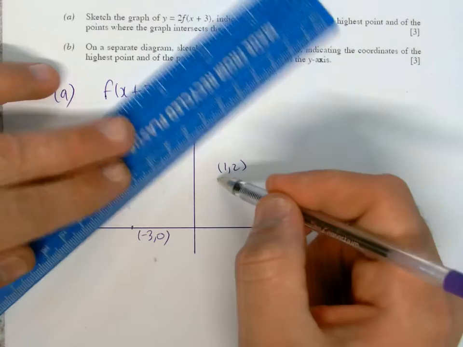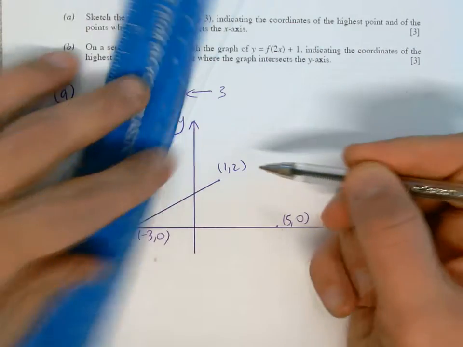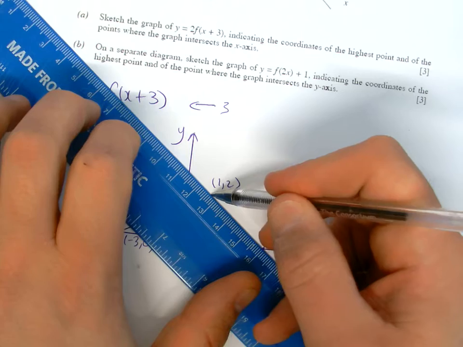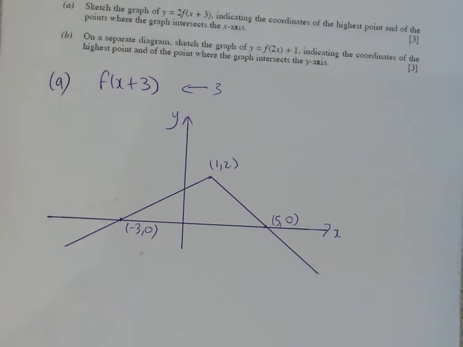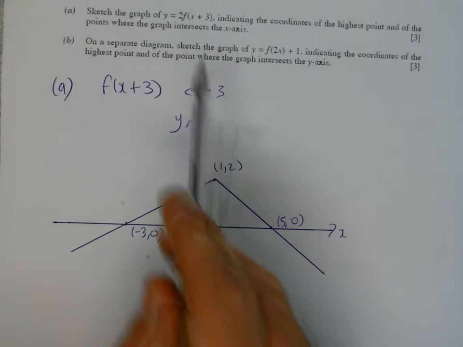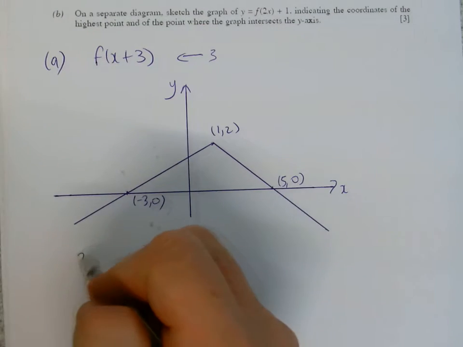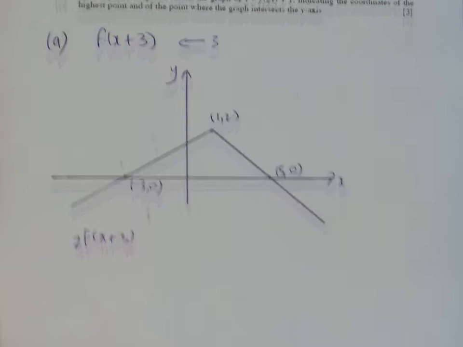So you draw your graph. This one is straight, so this is probably a modulus of something. The most important thing is that you do have the correct values in place. Now this is f of x plus 3. Of course we want 2f of x plus 3, so to work that out, we base it on this. We use this one to help us.